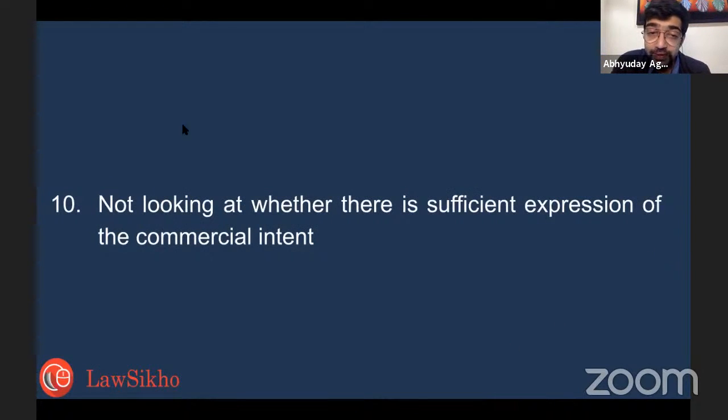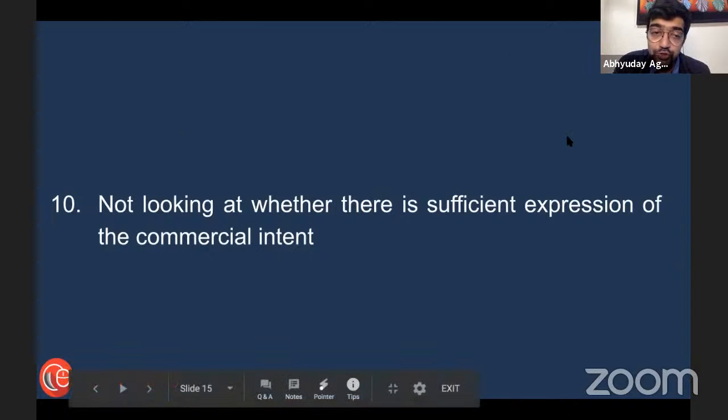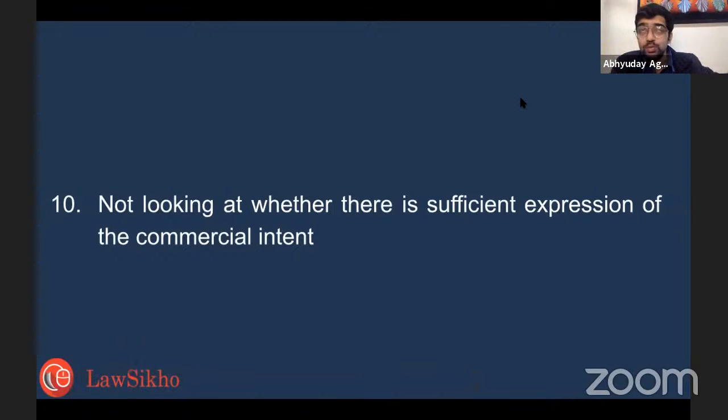So not looking at whether there is sufficient expression of the commercial intent. I've found a lot of contracts which I reviewed, and after I reviewed, I'm like, hello, this is what this party wants, and where is that written? Some parts of the commercial intent are written and not a lot. Like someone wants to draft a co-founders agreement, they will say these people will be the co-founders of the company, and they will say this is the equity they will get. They will do all the work of the company that is needed, and they'll stop at that. But you need full expression.